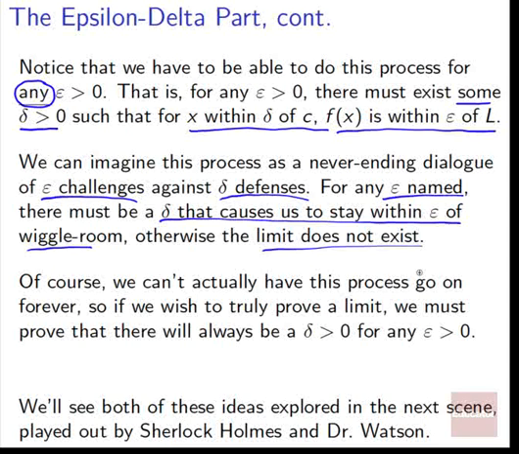Now, of course, we can't actually have this process of epsilon challenge, delta defense. We can't do this forever. We can't do this for eternity. So we have to figure out another way to do this. If we wish to truly prove a limit, we have to prove that there will always be some delta greater than zero given some epsilon greater than zero. That if some epsilon gets named, there's always a method that will create the appropriate delta so that we can get within epsilon of that limit L. Okay. Now, what we're going to go on to is we're going to see both of these ideas.